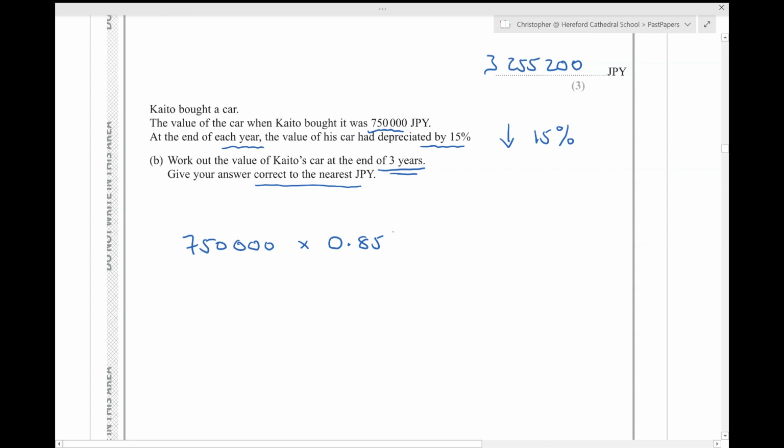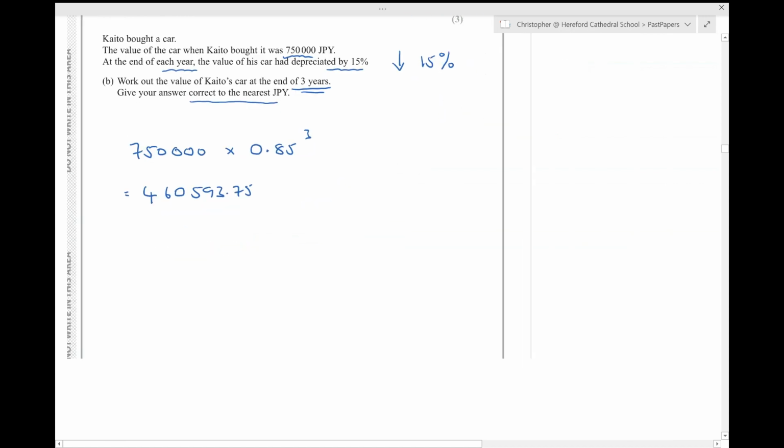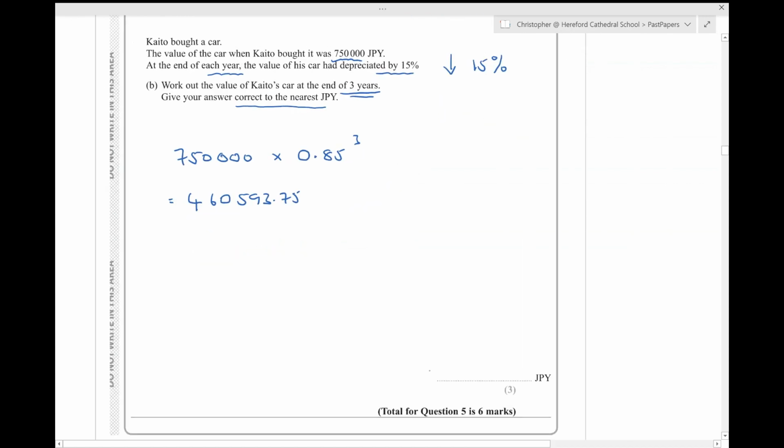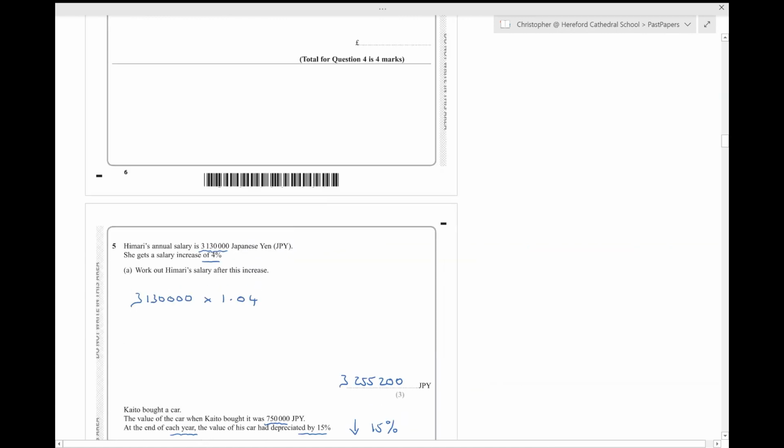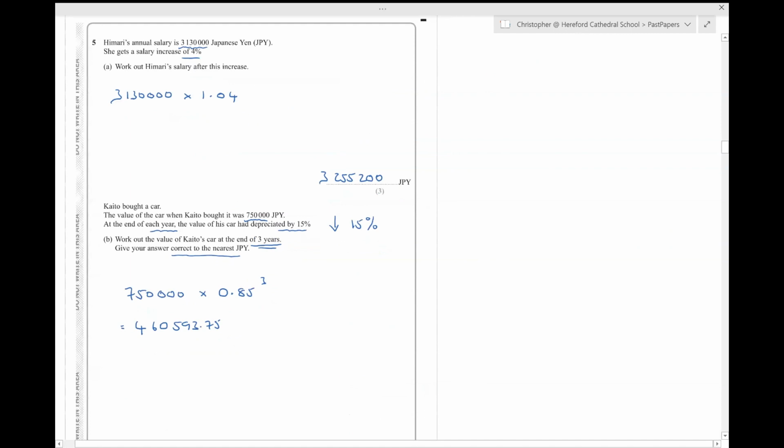We're reducing for 3 years, so the calculation on my calculator is 750,000 multiplied by 0.85 to the power of 3. On my calculator, that gives me 460,593.75 Japanese yen. But I'm asked to give the answer to the nearest Japanese yen. So I'm going to write 460,594. And that is question 5 complete.